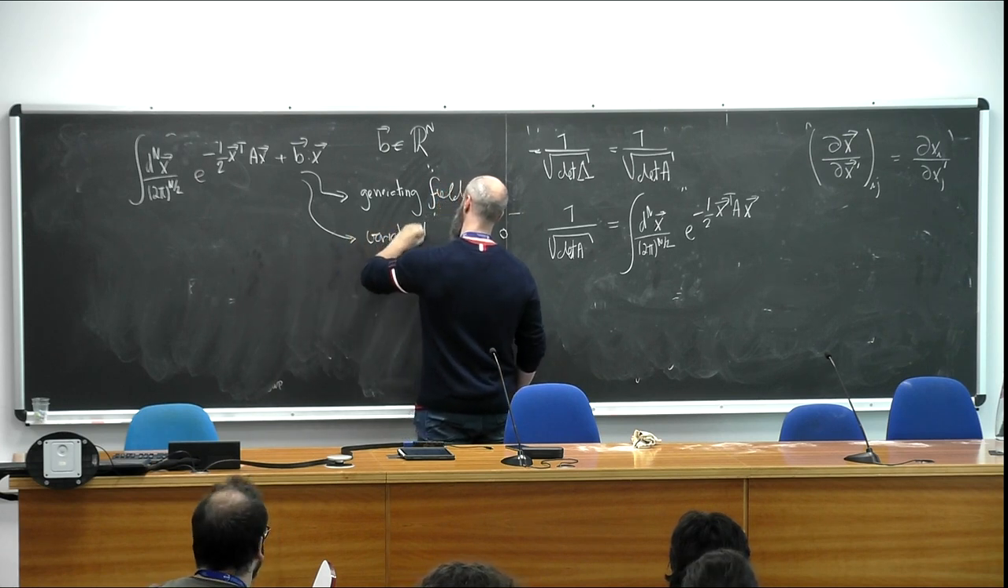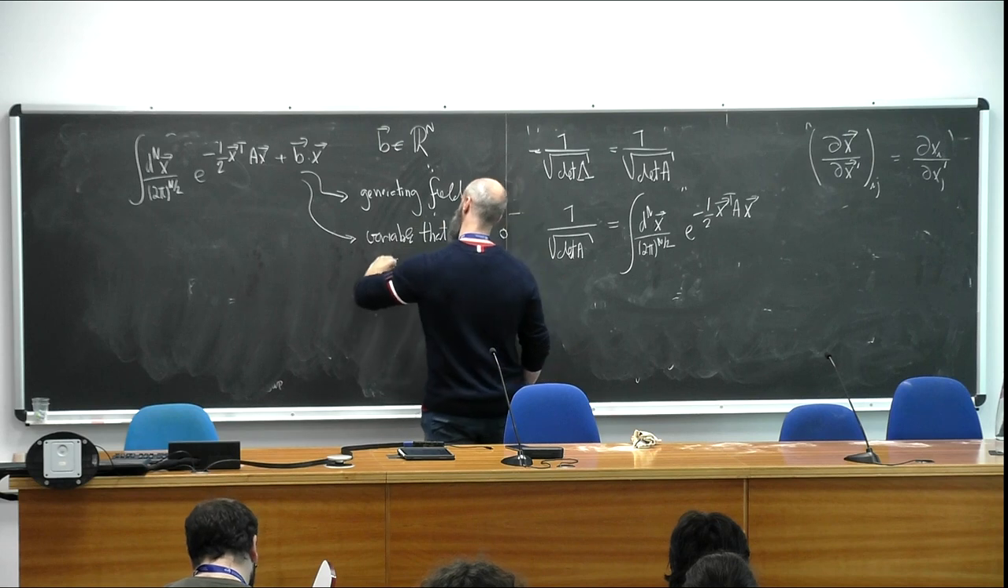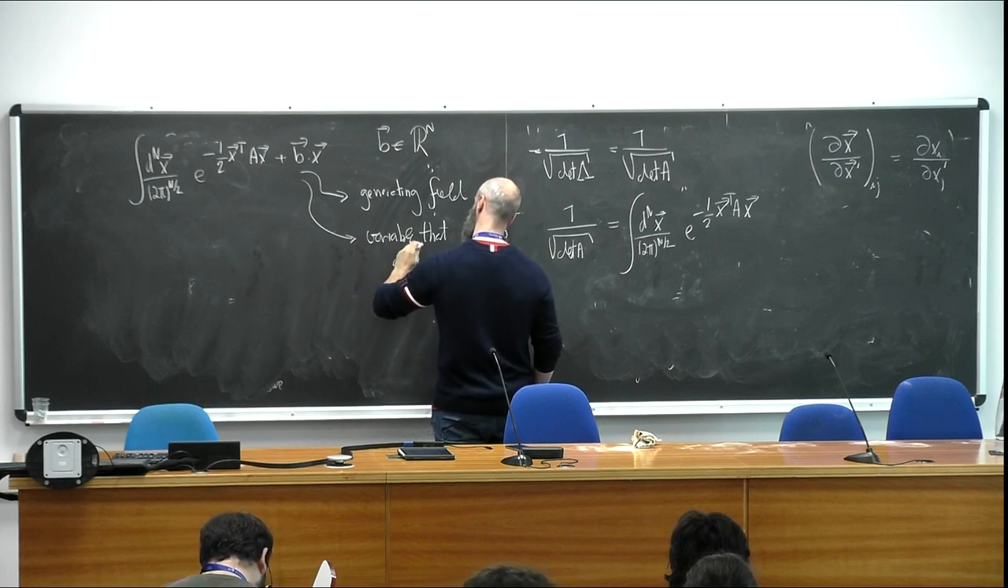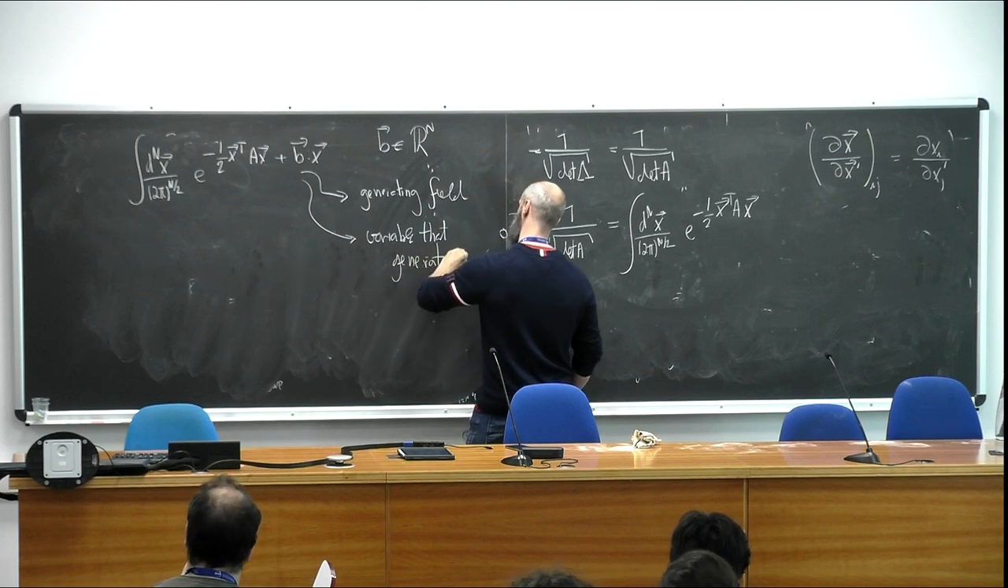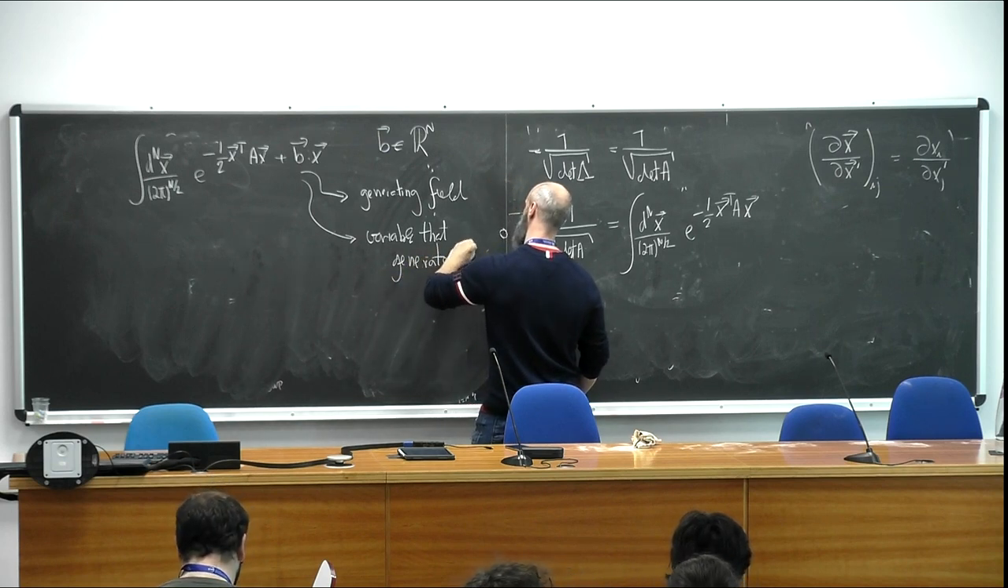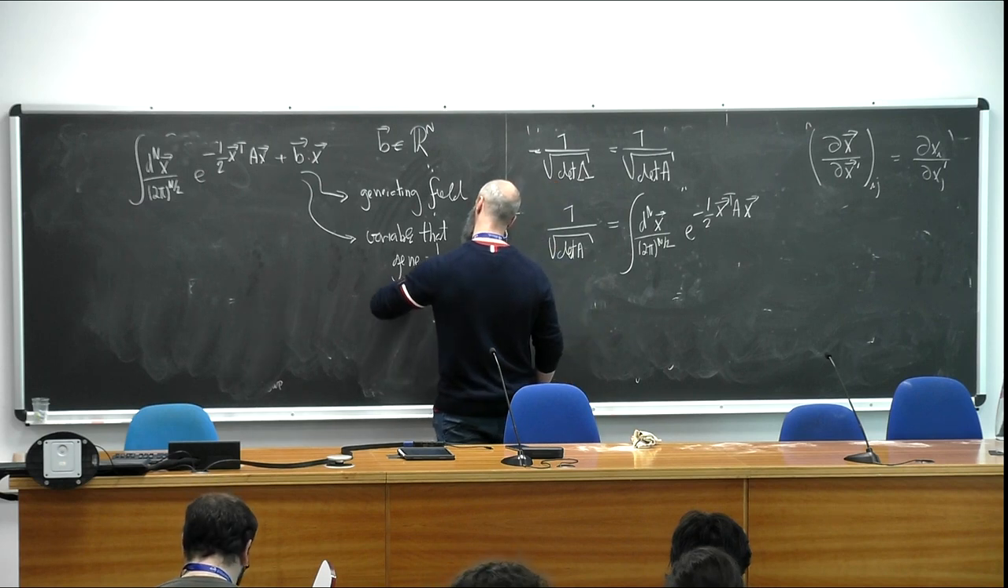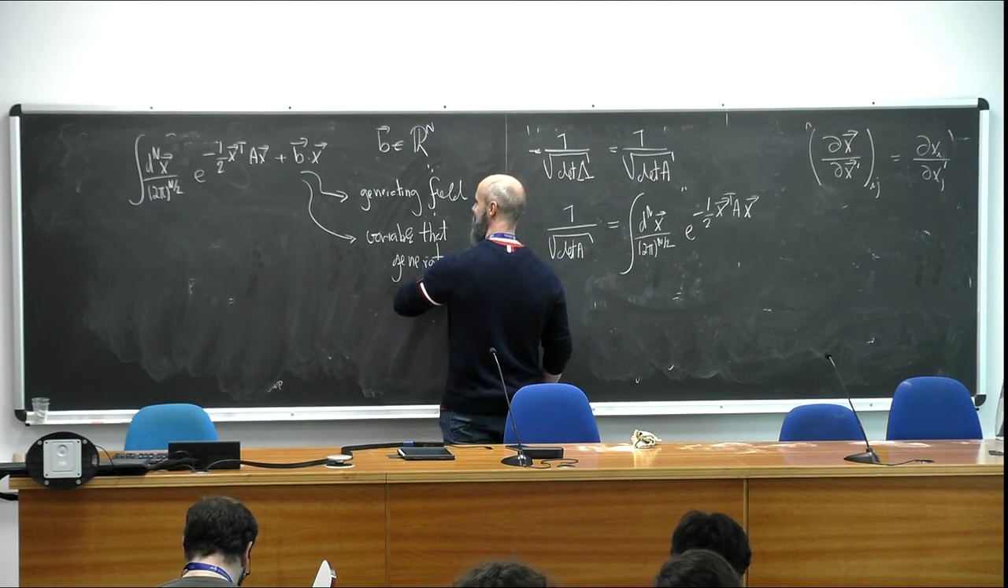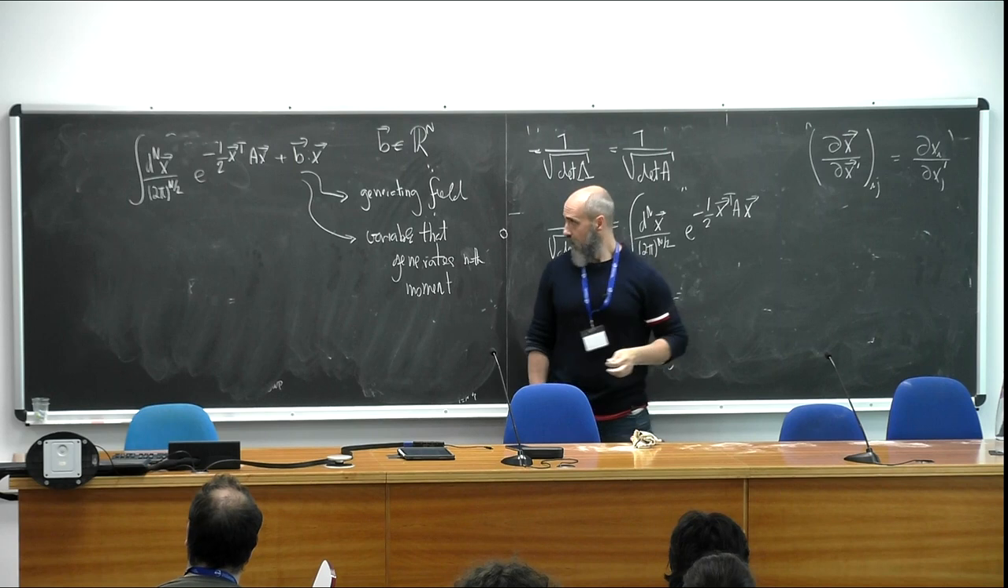Variable that generates, let's say, the m-th moment of a distribution. In this case, the distribution is Gaussian.